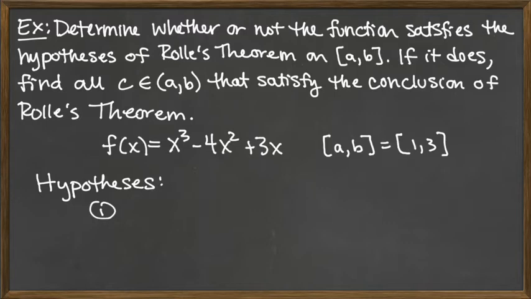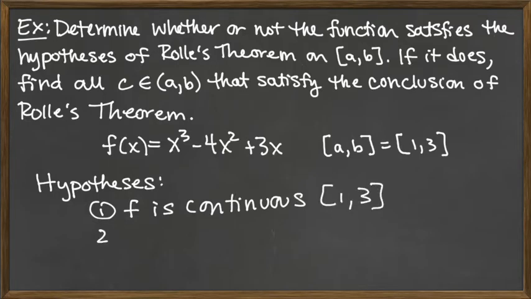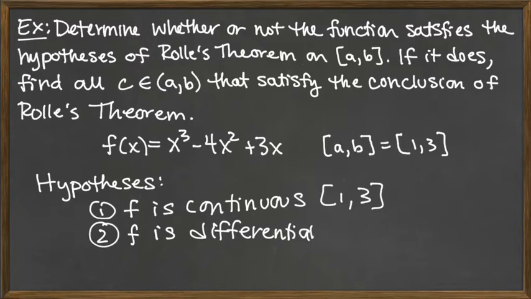Well, this function here is a polynomial, and polynomials are continuous and differentiable everywhere, so we're looking at those first two being met. So f is continuous on the closed interval [1, 3], and we also have then that second one, f is differentiable on, not the closed interval anymore, but the open interval (1, 3).